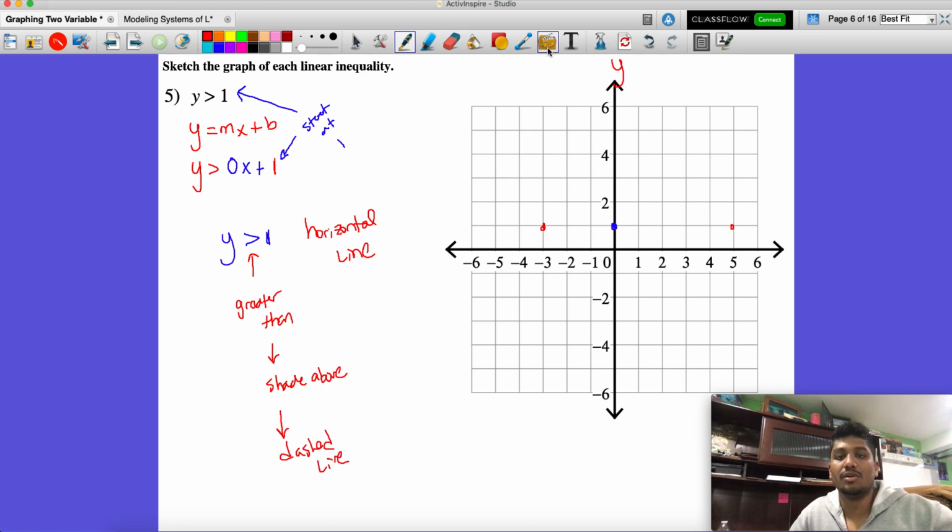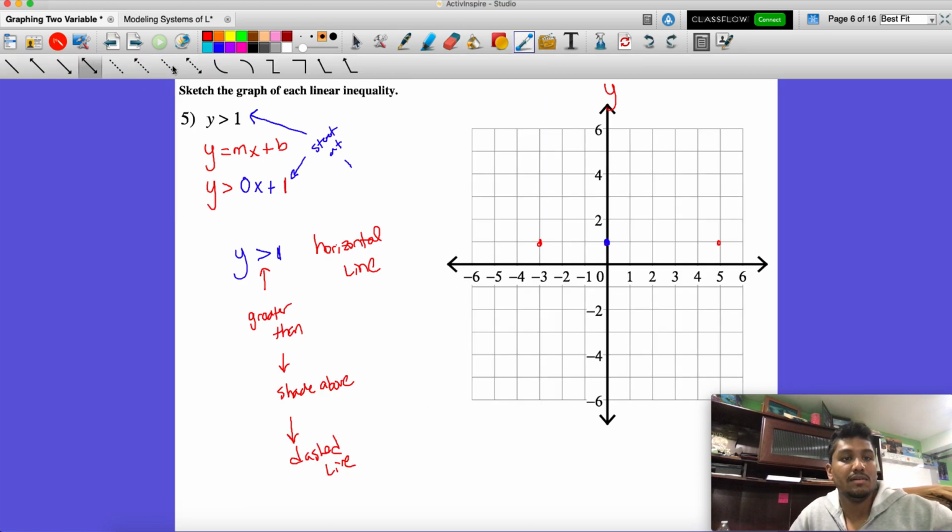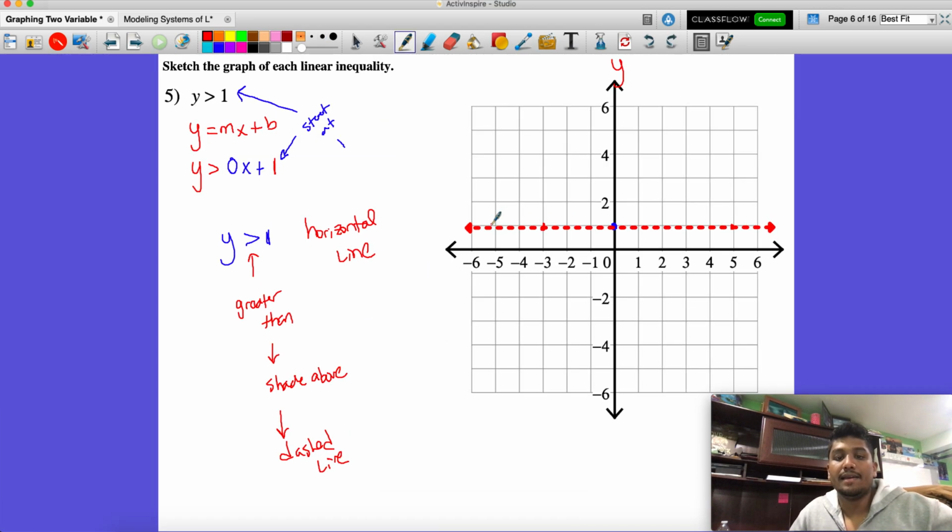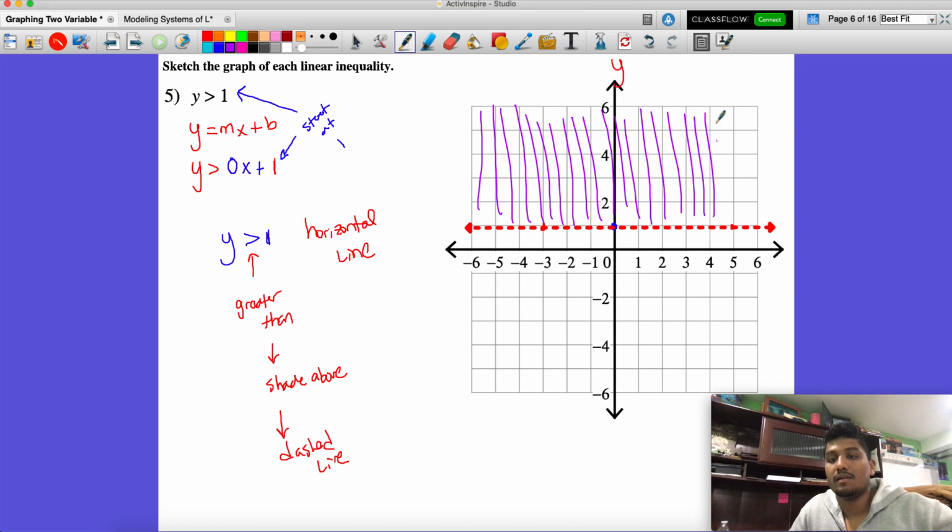So we're going to go ahead to our little handy dandy thing here, and we will draw a straight dash. Oh, there's a different color. Draw a straight dashed line right through it, and we're going to then shade above. In this case, we're just shading straight above, and everything here will be a solution.